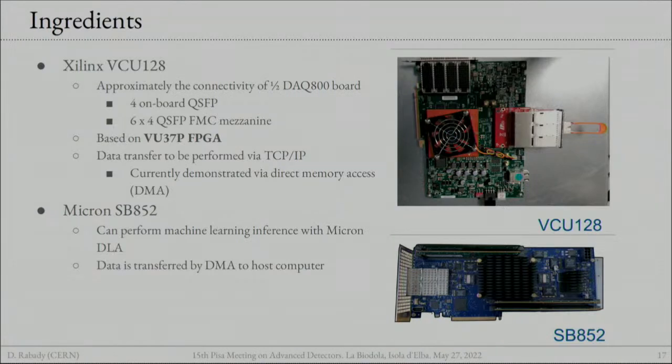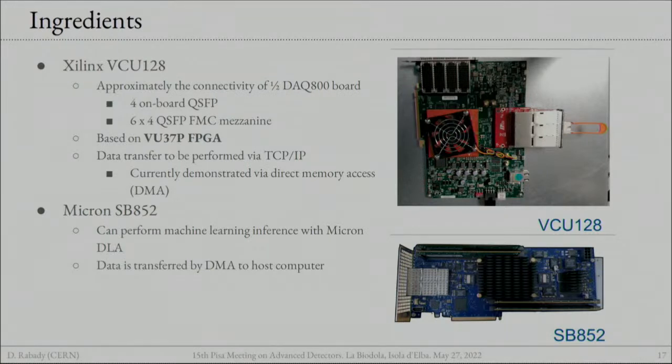The scouting boards we use here for the Run 3 demonstrator, we've got two. One is the VCU128 dev kit by Xilinx. The nice thing here is that it has approximately the connectivity of half a DAQ800 board and a VU37P FPGA. So this is not quite the VU35P that the DAQ800 is equipped with, but it's sufficiently similar that we think that it's still a useful prototyping board. We will be transferring the data via TCP/IP as for phase 2, but currently we've demonstrated only with DMA.